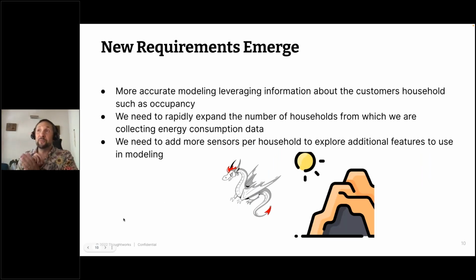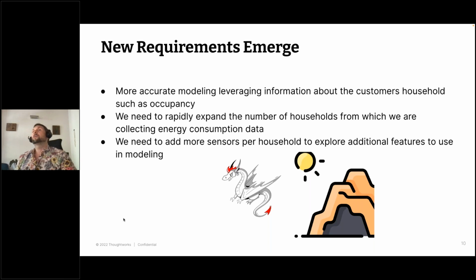But then some new requirements emerge, right? So here comes the dragon, right? And the new requirements fall into three different categories, more or less, right? The first one is, could we actually get better modeling if we leverage information about the customer's household, like occupancy, or even the customer's household behavior? We could take it that far. Yeah, probably. I mean, that's a good guess. That would be a really interesting feature that we could add, right? And we could run through our modeling cycle, our modeling pipeline.